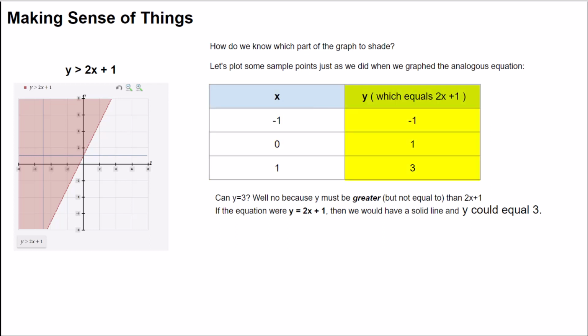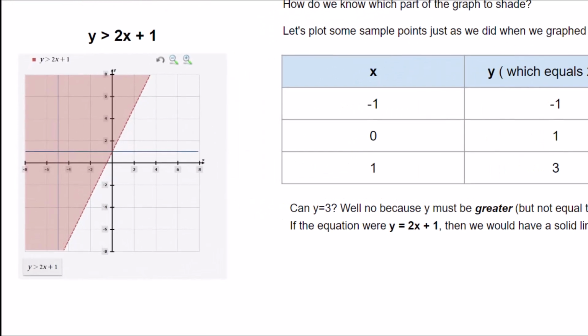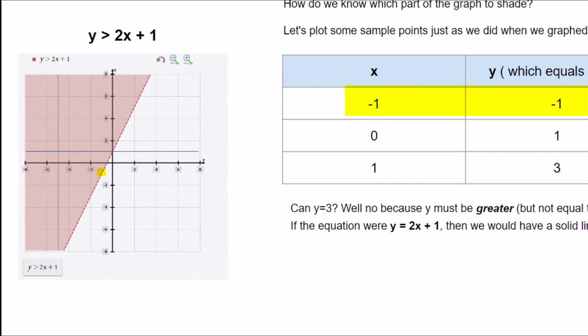Okay, so the answers you got should agree with what we have in the table here, and should also agree with the graph on the left. So we see that when x is equal to negative 1, y must be greater than negative 1. So the value of y can be any of these values as long as it's greater than negative 1. And from what we just saw here, when x is equal to 0, y must be greater than 1. When x equals positive 1, y must be greater than 3, which is roughly this point here. The value of y can be greater than 3 when x is equal to 1, but it can't actually be 3.